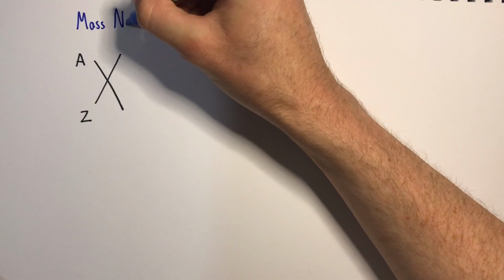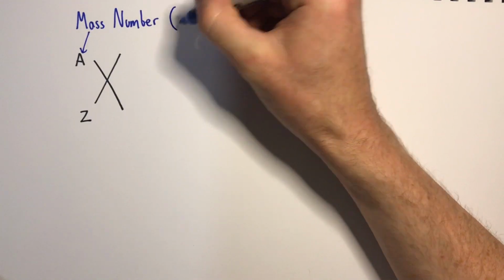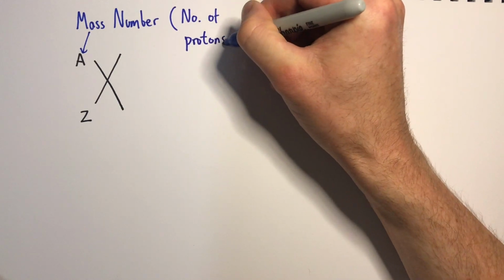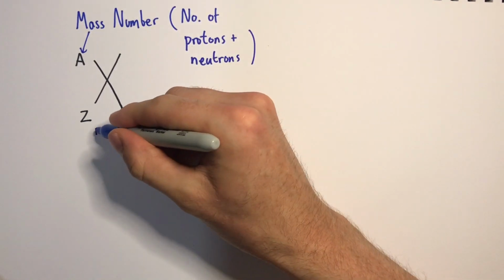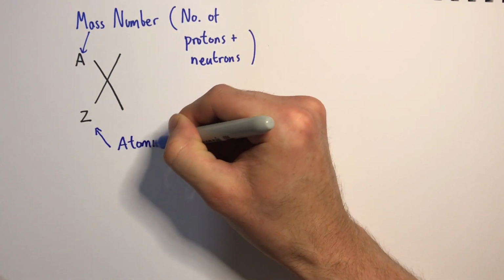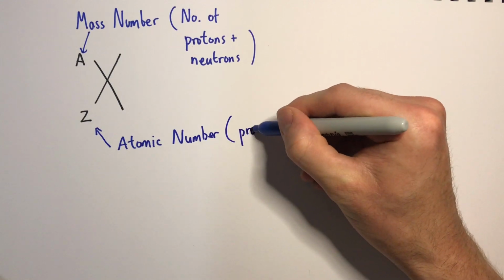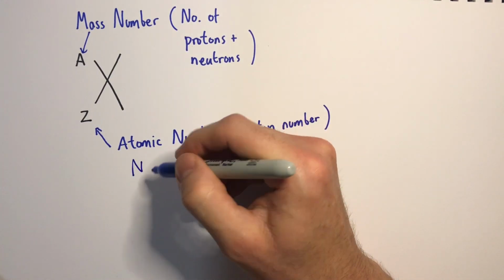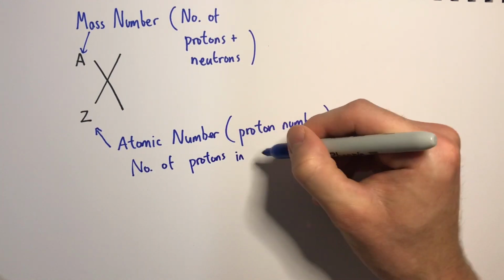Okay, so X here represents the symbol of any element. The large number will be your mass number, represented by A at the top there. Your mass number is the number of protons and the number of neutrons in the nucleus of your atom. Z there is the atomic number, otherwise known as the proton number. The proton number, or the atomic number, is the number of protons in your atom.